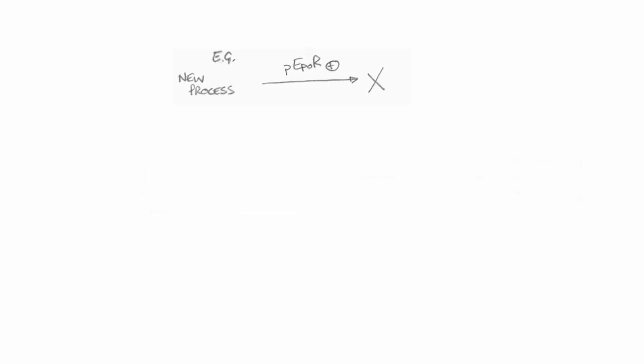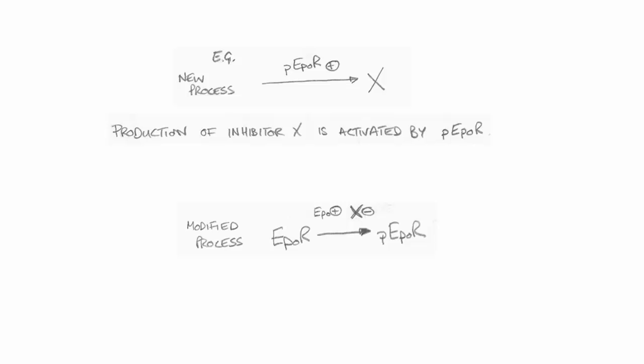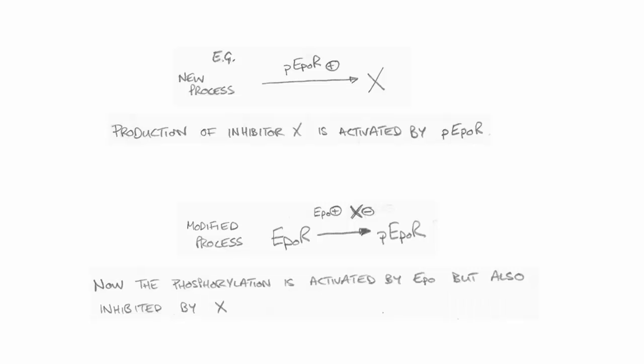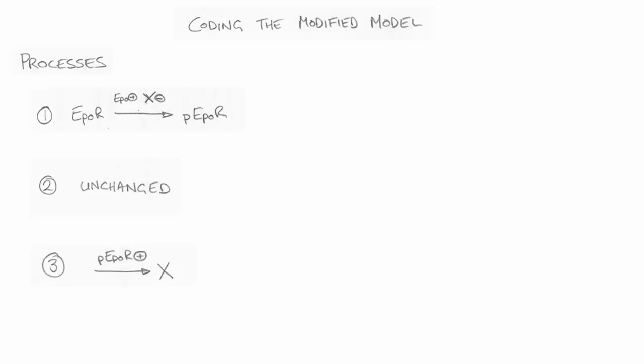So our processes now are production of some species X, we're going to call it, that is activated by the presence of phosphorylated receptors, and then we're going to modify our process 1, so as well as being activated by EPO, it's going to be inhibited by the presence of X. So now we can code that model. Our processes are modified. Process 1 now has the inhibition by X factor. Process 2 is unchanged, and we need to add a new process for the production of X.